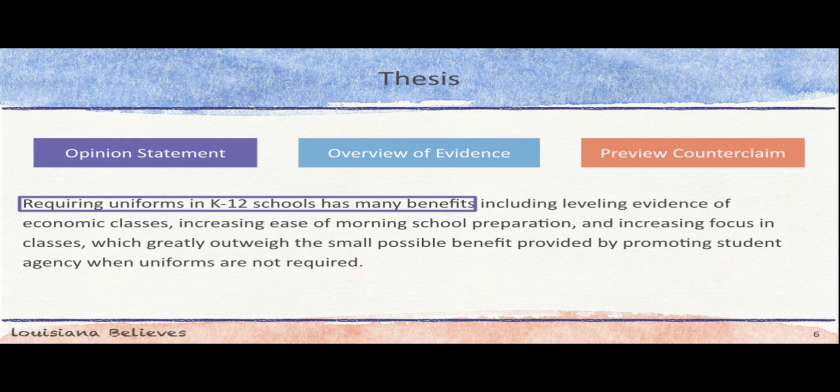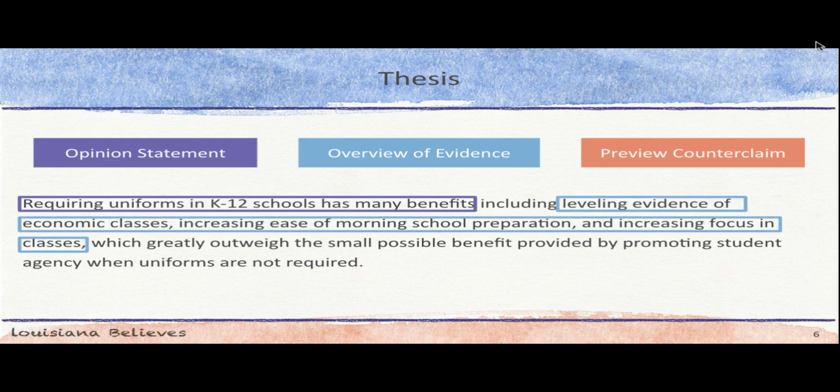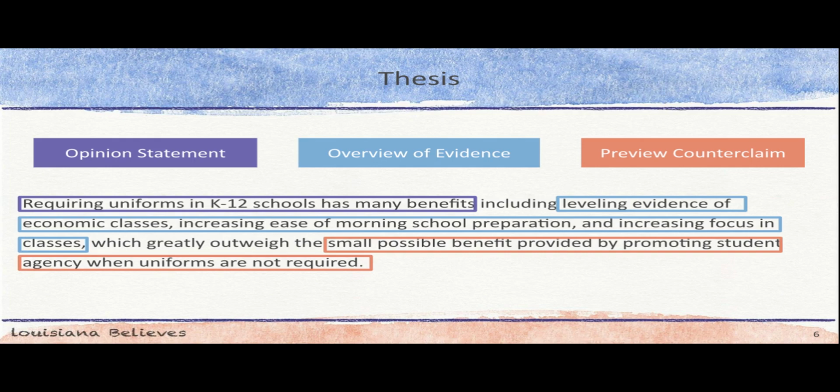This author begins her claim by clearly stating their opinion. Requiring uniforms in K through 12 schools has many benefits. Then the opinion is followed by an overview of the evidence. Leveling evidence of economic classes, easy morning preparation, and increased engagement. The reader can infer that the following paragraphs will explain each of these points. Finally, the author gives a small preview to the counterclaim they will defend against.